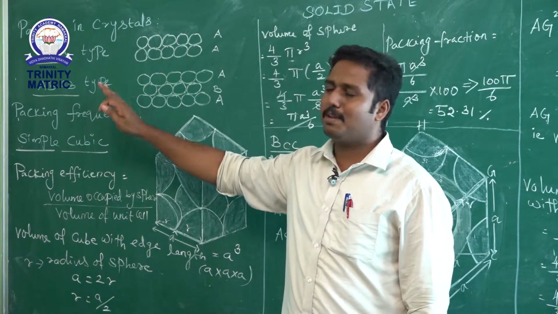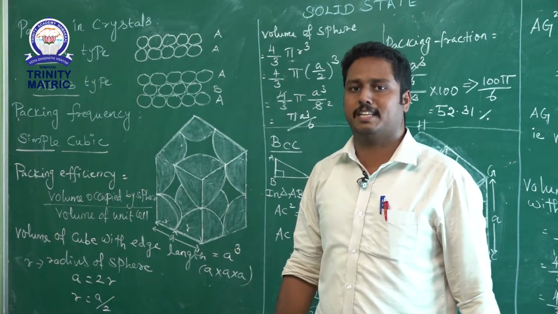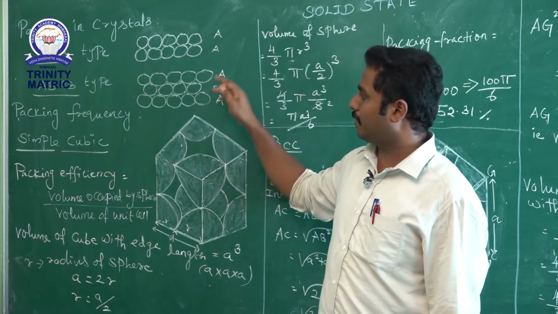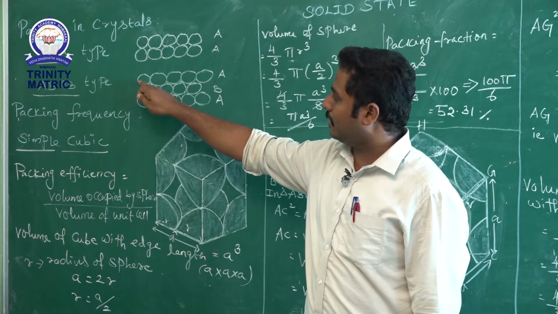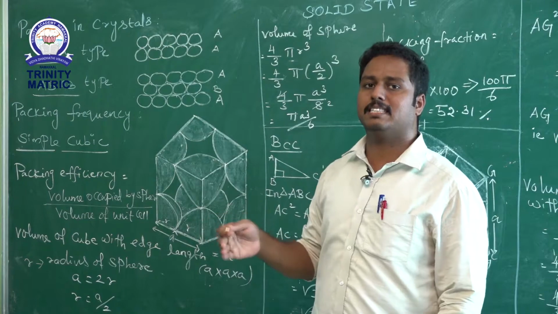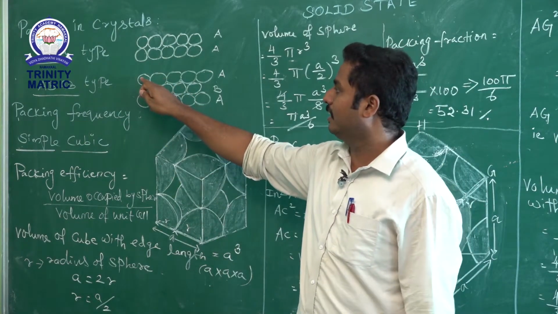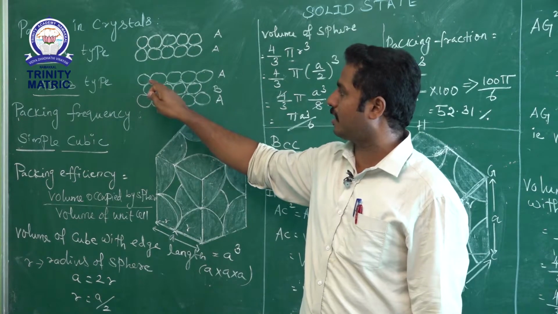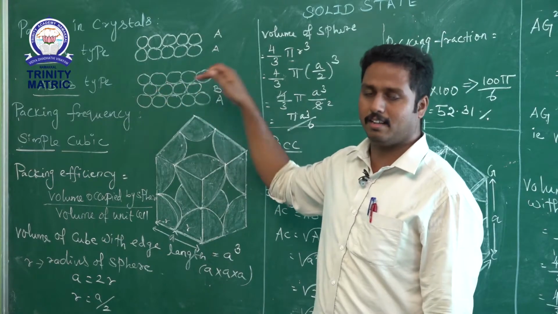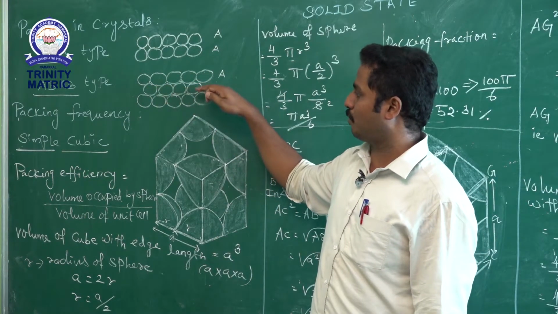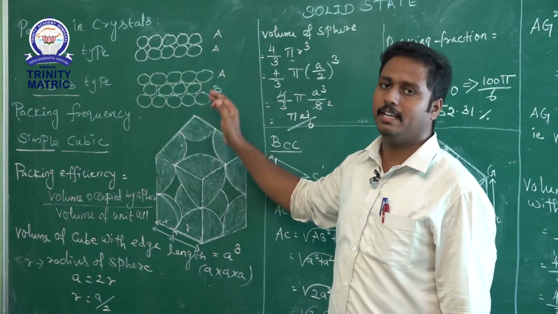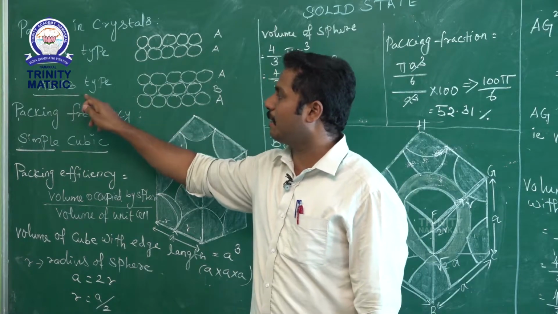Another type is the ABAB type. Here the alternate arrangement takes place. Observe the diagram. In the first row, the atoms are arranged in a linear manner, but the second row is placed in the depression points. What is a depression point? When two atoms connect, the point at the place where they join is called the depression point. So the second set of rows will be placed in the depression points of the first rows, and it continues like this. This is known as the ABAB type.